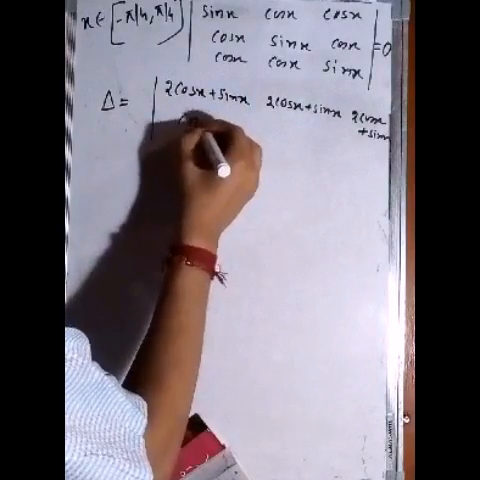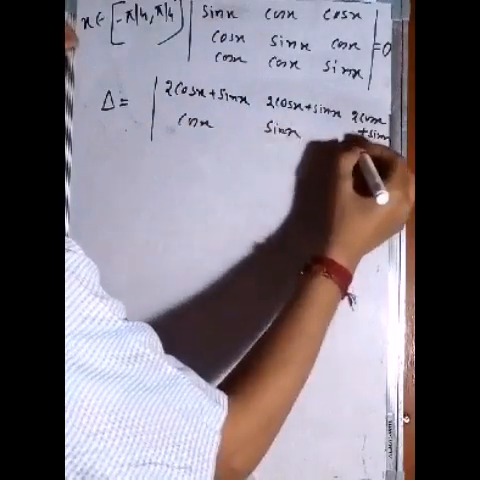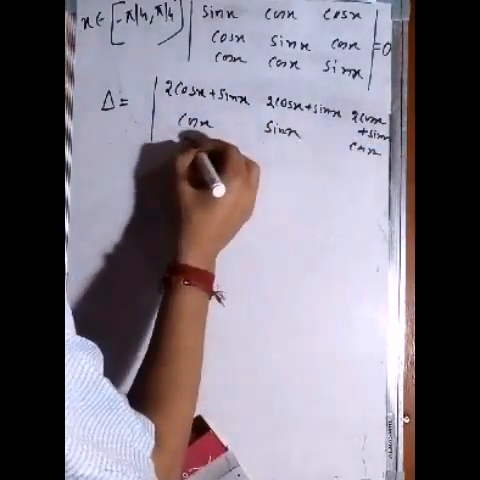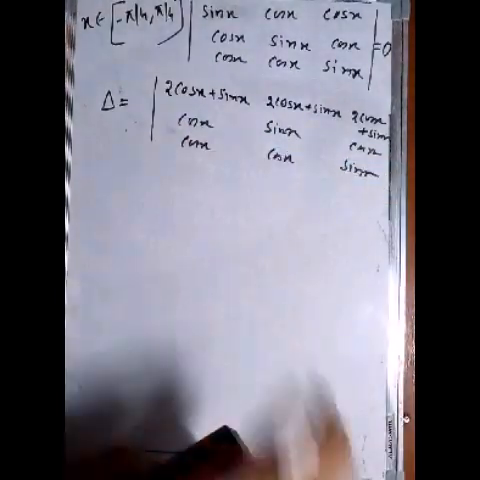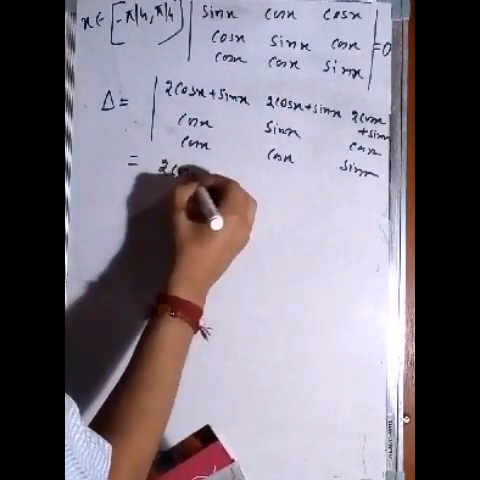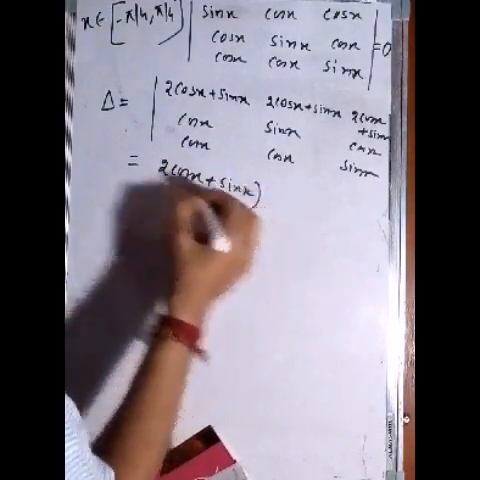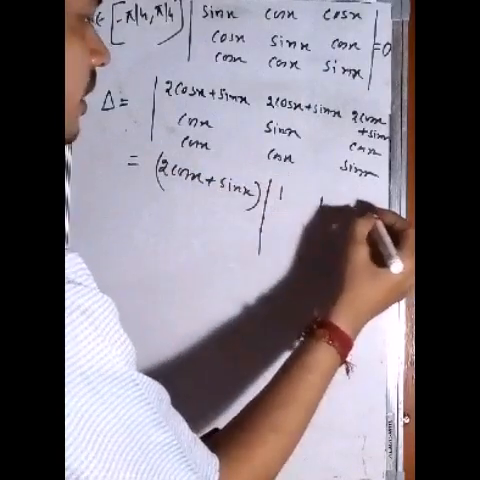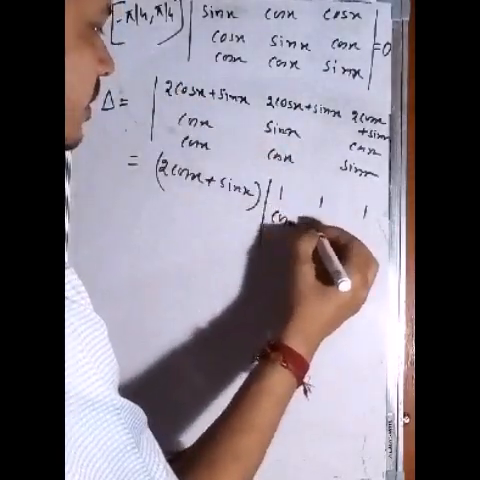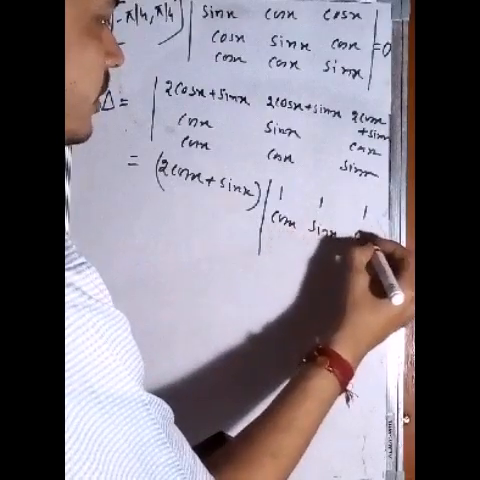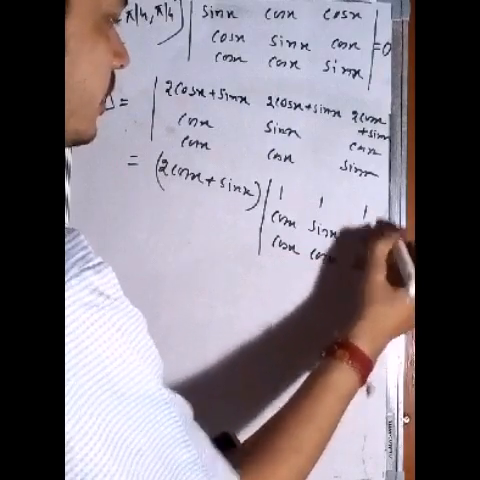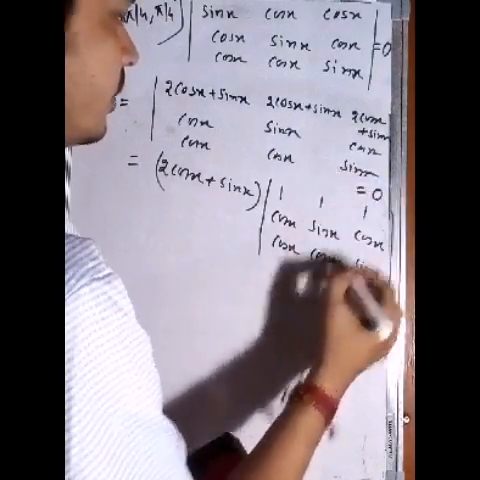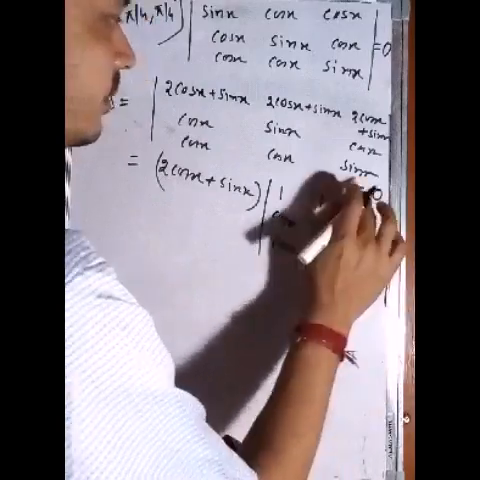Then we have this determinant: cos x, sin x, cos x; cos x, cos x, sin x. Now we can see that 2 cos x plus sin x can be taken common. So after taking it common, we get 1, 1, 1 and then cos x, sin x, cos x, and cos x, cos x, sin x, and this was equal to 0. I forgot to write, this was equal to 0.